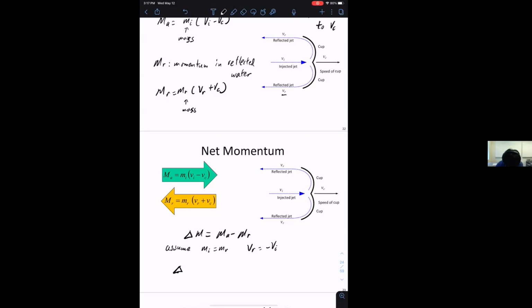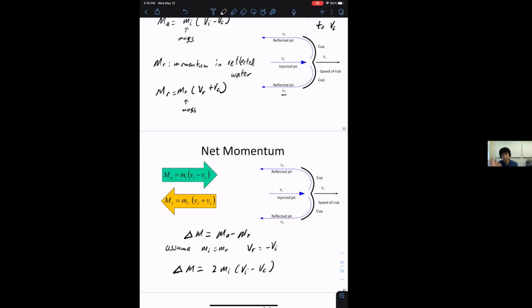So this is delta M. If you subtract these two, what we get is 2m times (VI minus VC). So it's twice the mass times the difference between the incoming water speed and the cup speed. This is our transfer of momentum. Any questions with this equation? Okay, so this is the momentum captured by the cup.